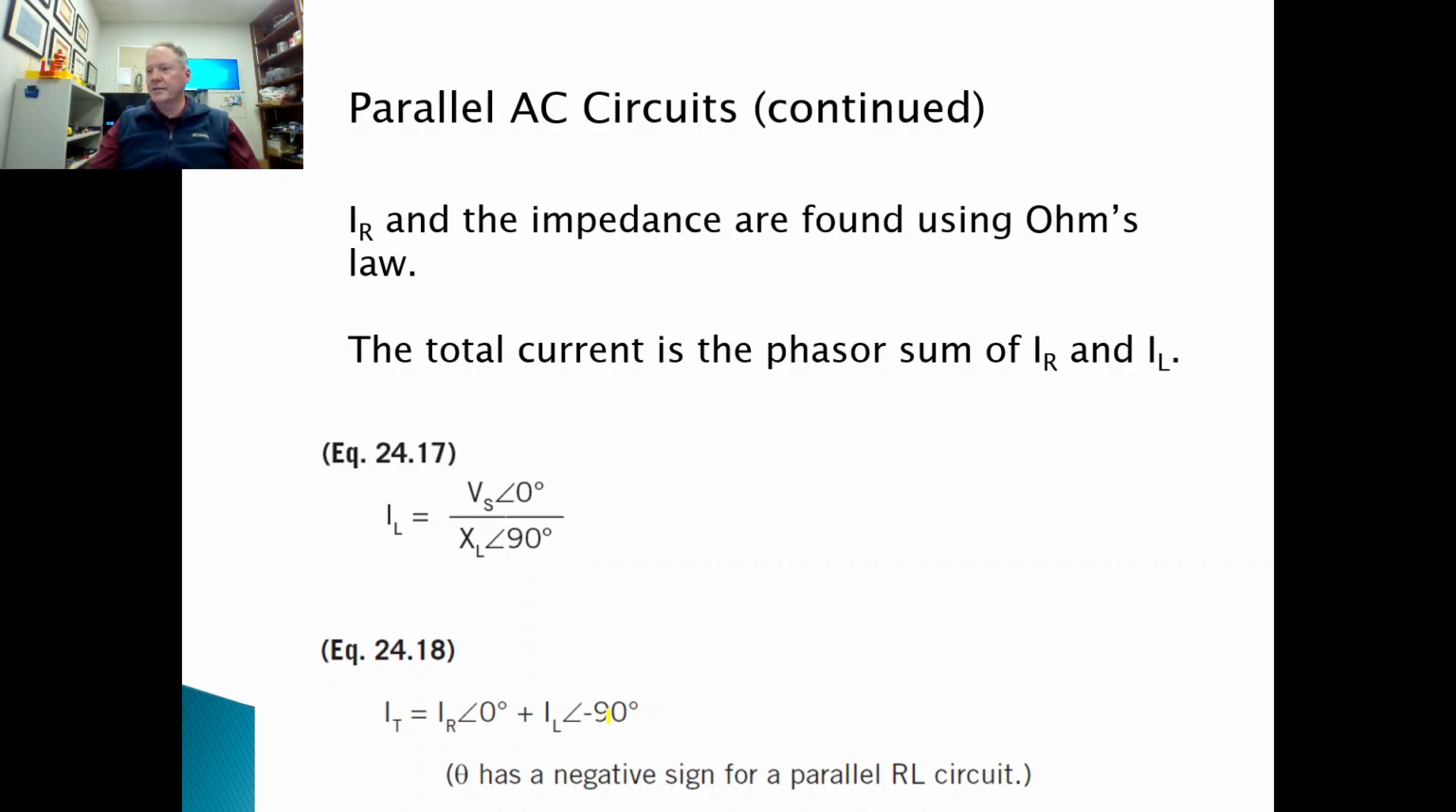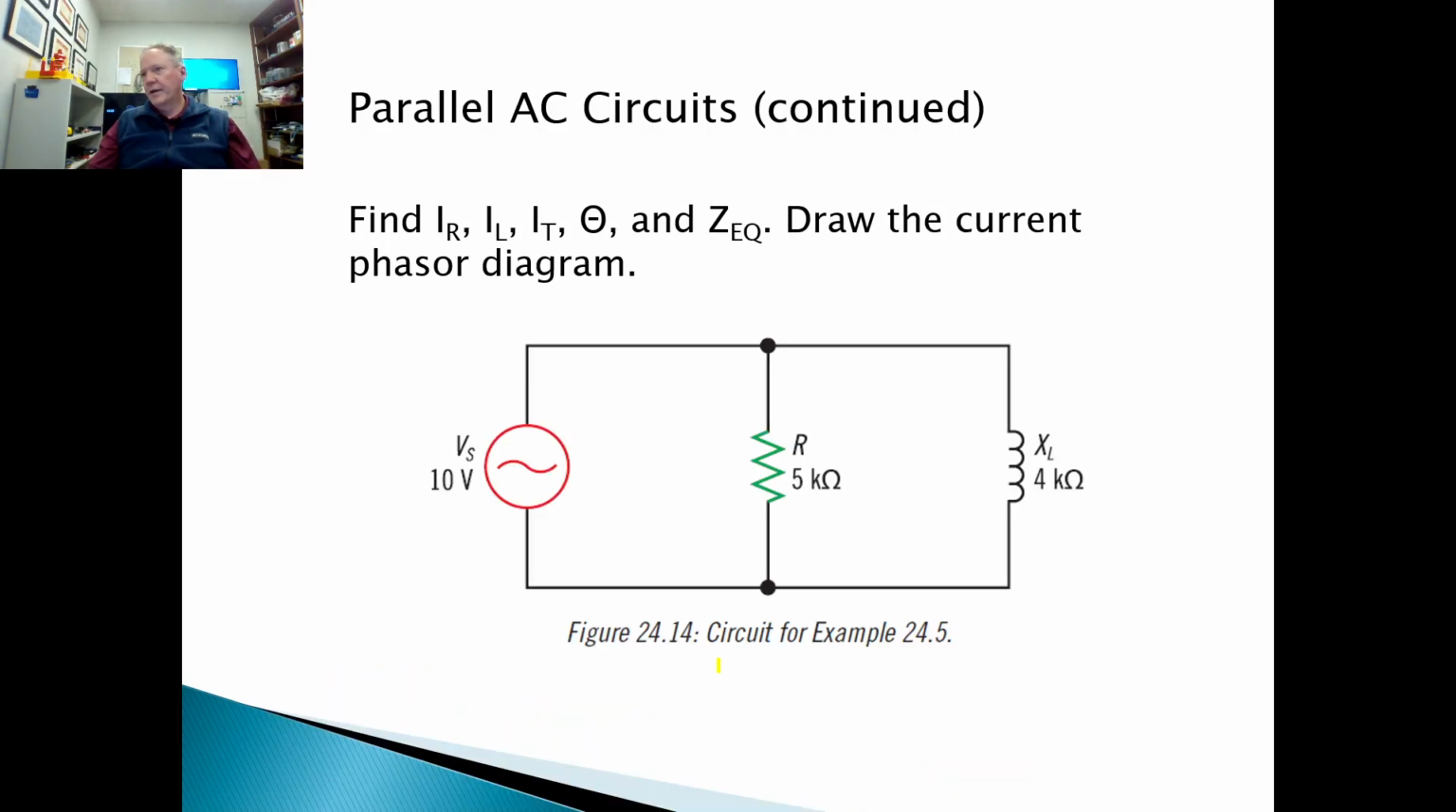And then the current is going to be, instead of a positive 90 like it was in IC, a negative 90. So theta is going to have a negative sign for parallel RL. It's going to be a positive sign for RC.